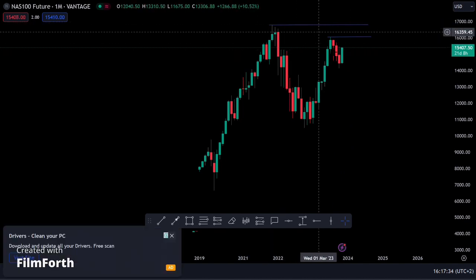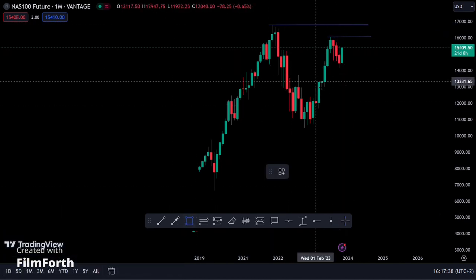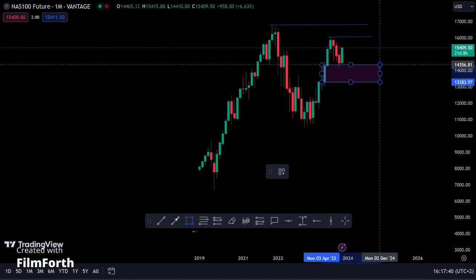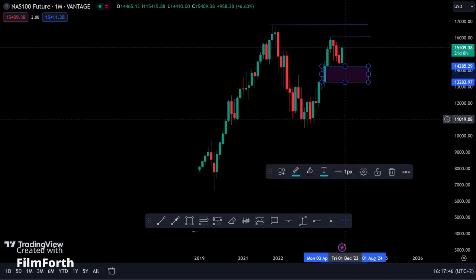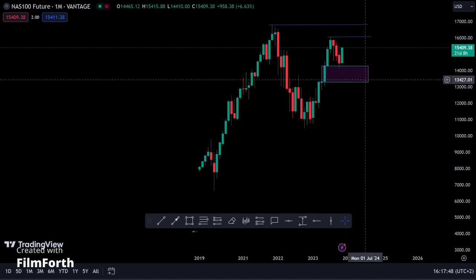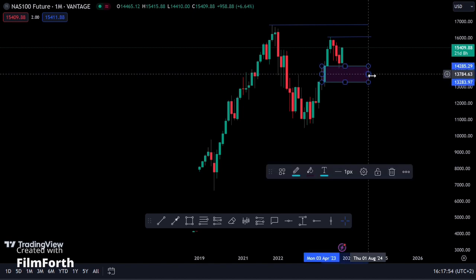As these are highs that need to be taken, we have our fair value gap here, our monthly fair value gap, monthly BESI, which is for buy side imbalance, sell side inefficiency. Then I go in there and label it, obviously. So sorry for that.